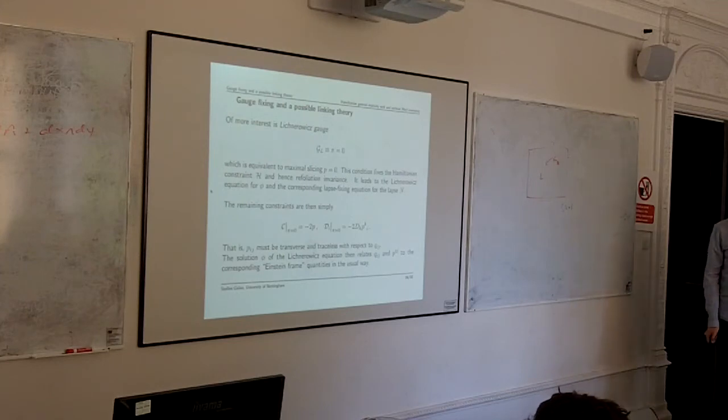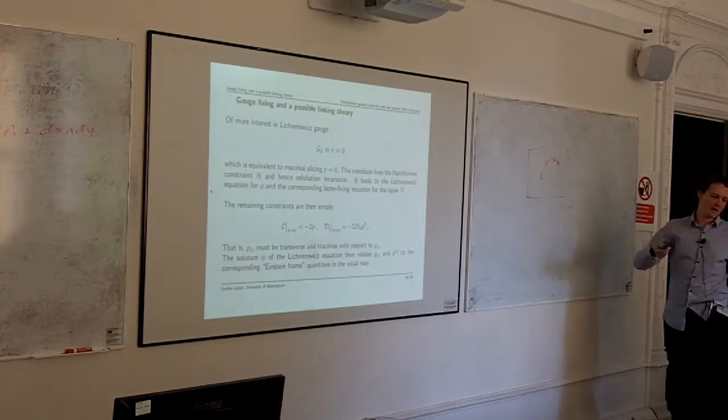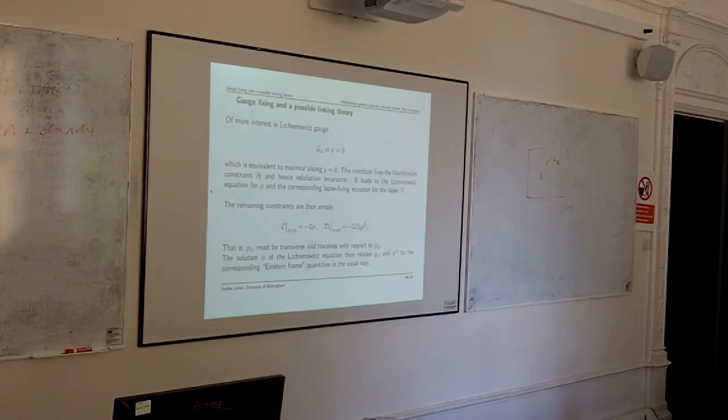Maybe more interesting is at least some partial relation to shape dynamics, which is this Lichnerowicz gauge. So here I'm just adding a constraint that says pi should be constant, and of course by the conformal constraint this is the same as maximal slicing. You can show that this now fixes the Hamiltonian constraint, so it fixes the refoliation invariance. You get the Lichnerowicz equation for phi, and you get the corresponding lapse fixing equation for the lapse n. So none of this is particularly surprising, but here you just get this directly from a gauge fixing of this Hamiltonian sort of DG theory.